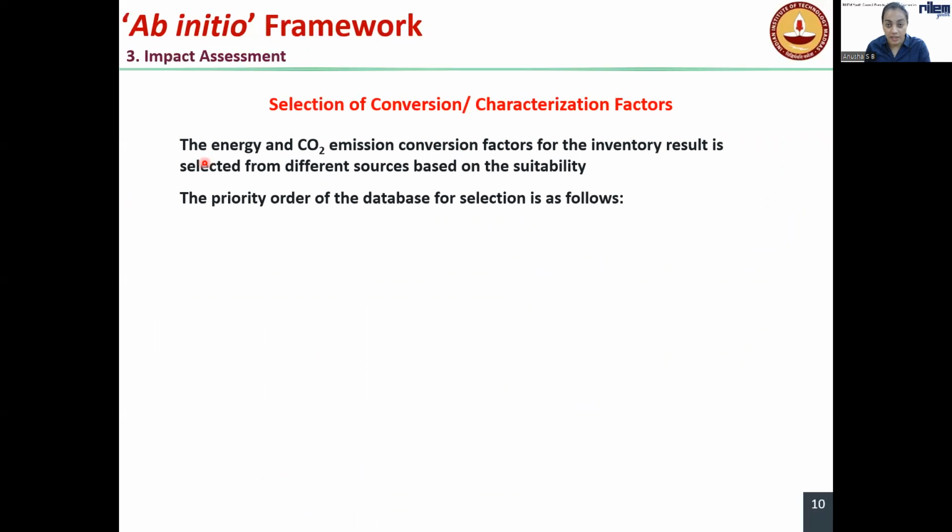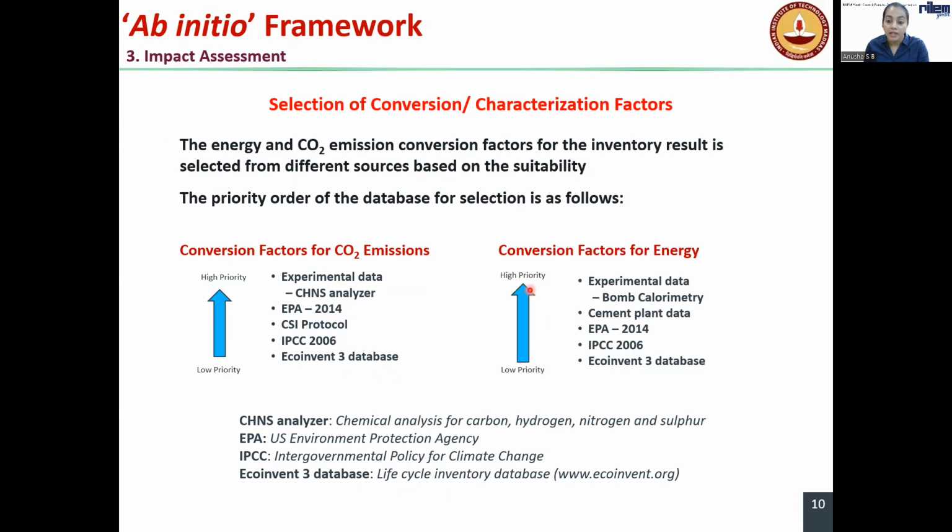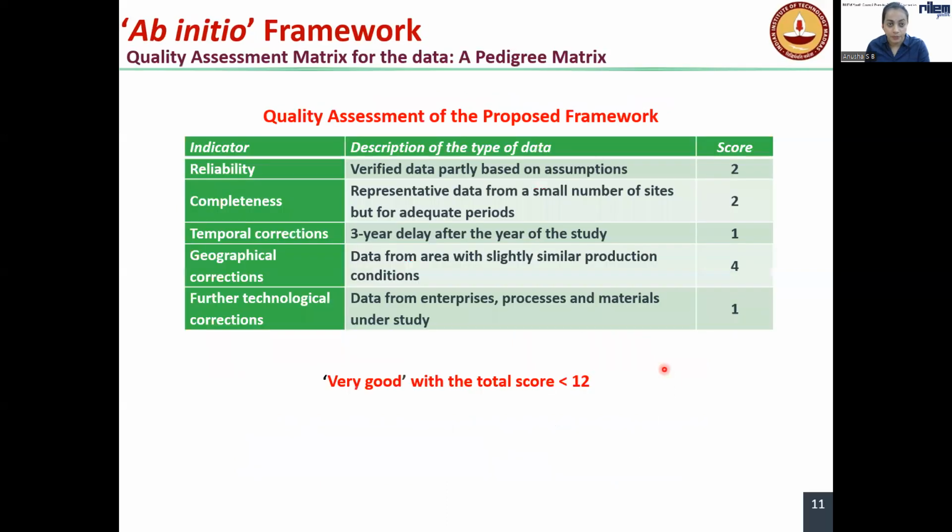The third step is impact assessment, where I choose specific characterization and conversion factors based on each input for different case studies. These characterization factors will help me to convert the input data into specific impact, that is CO2 and energy. Once I go to the cement plant, I collect the fuel samples in order to understand the chemical composition and come up with a CO2 characterization factor. If that is not possible, then I was dependent on other databases for the characterization factor. Similarly, I conducted bomb calorimetry to understand the calorific content. If that is not possible, then I was dependent on other data sources for the characterization factors.